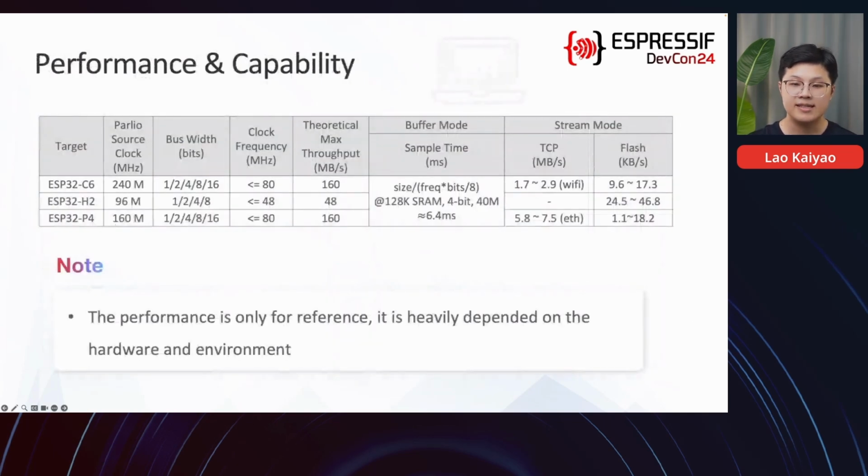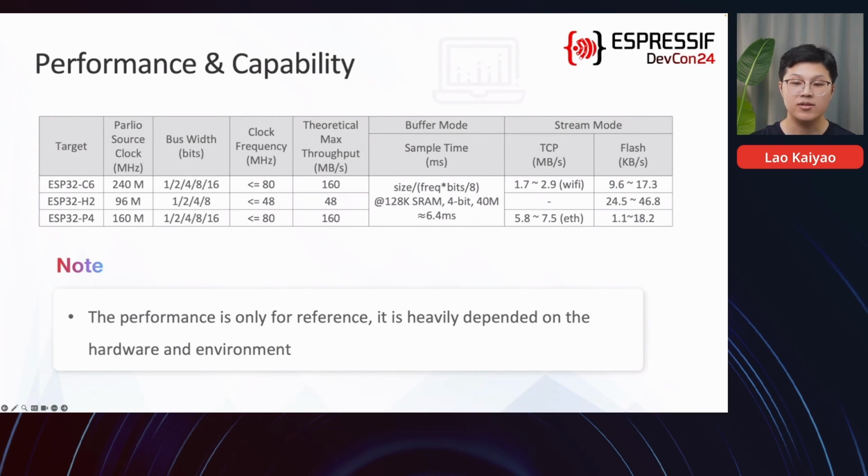This table contains the performance and the capability of these chips. Firstly, I have to clarify that these data are not measured in a strict environment, so they can only be taken for reference. As you can see, the maximum sample rate is about 80 MHz. So theoretically, the max throughput is about 160 megabytes per second.